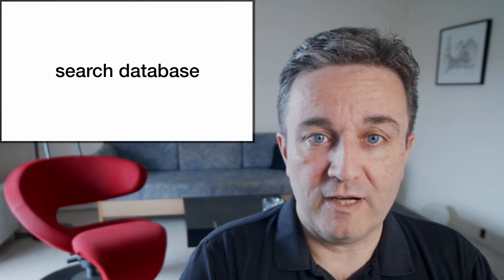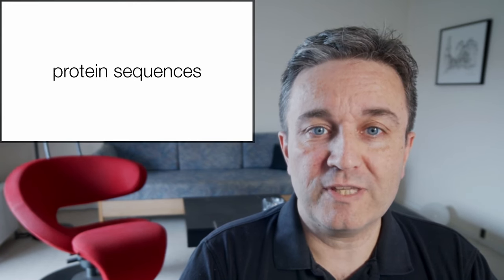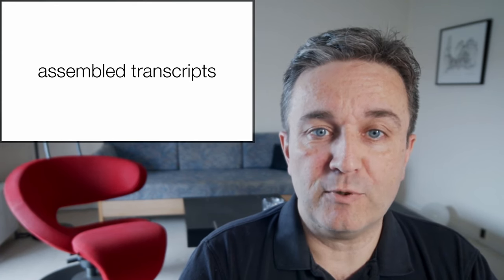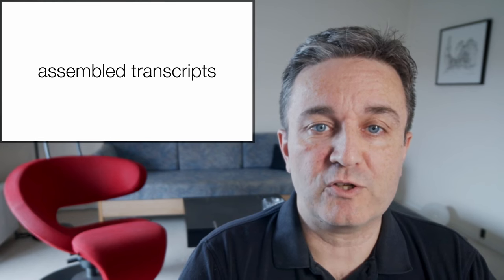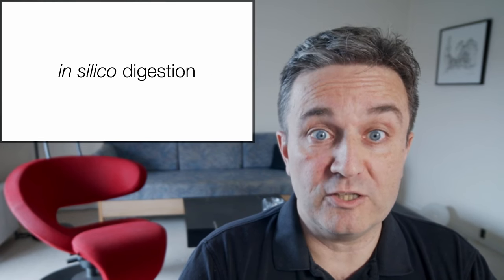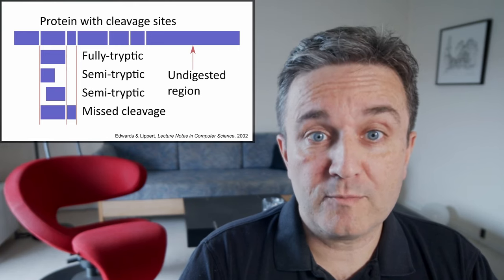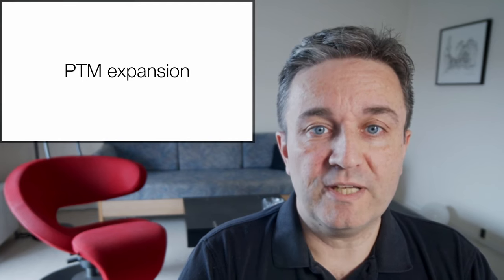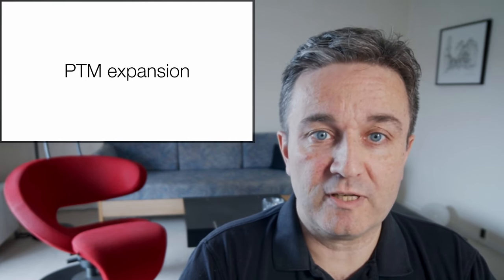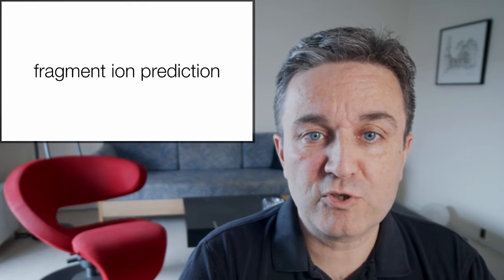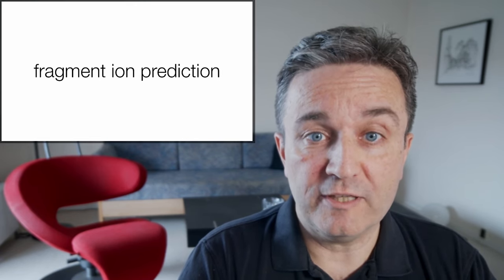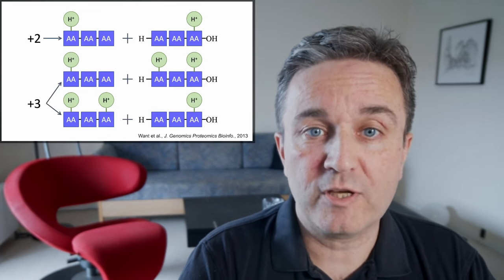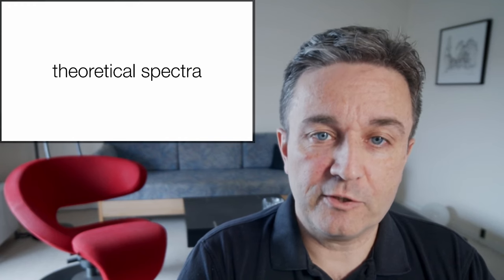To identify what these spectra are, we need a search database. The starting point for this is a set of protein sequences, typically coming from UniProt knowledge base, but they could also be inferred from a sample transcript in case you've done transcriptomics on the same samples. We take these sequences and perform in silico digestion to obtain tryptic peptides and sometimes also semi-tryptic peptides and peptides with missed cleavages. For each peptide, we perform PTM expansion, that is, we create variants of the peptides with, for example, phosphorylation sites and other PTMs, and then fragment ion prediction on these to look at how the charge and mass can be distributed into a variety of different so-called Y ions and B ions. This gives us theoretical spectra.